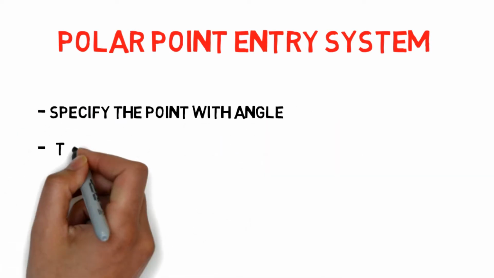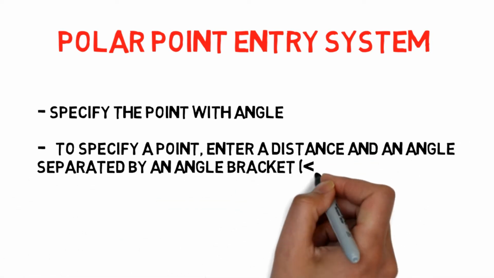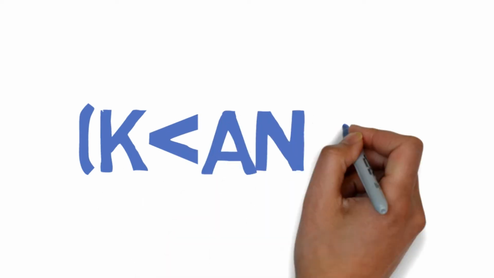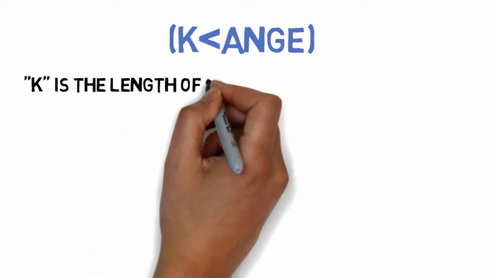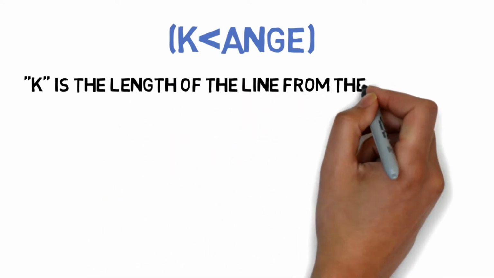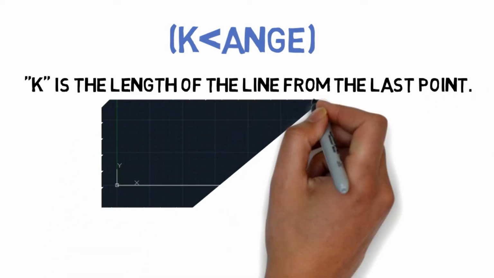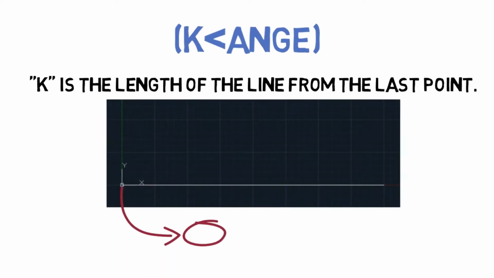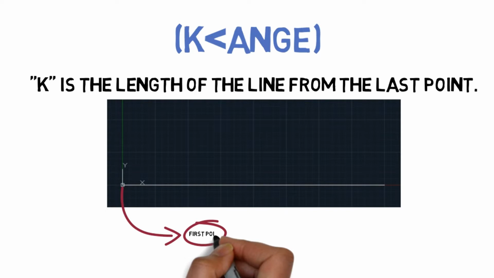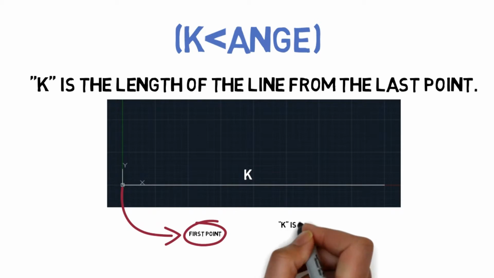It specifies the point with an angle. To specify a point, enter a distance and angle separated by an angle bracket. Its general form is K angle, where K is the length of the line from the last point. Here you can see that this is the first point of the line and the length of the line is K.